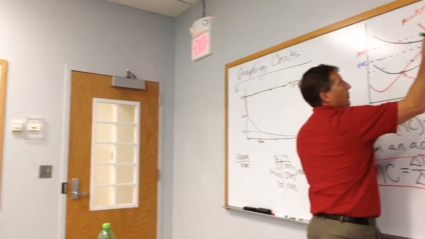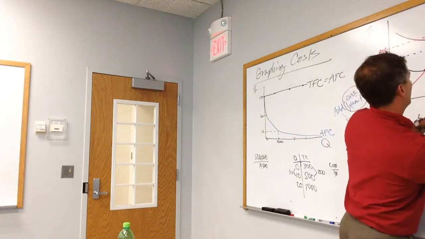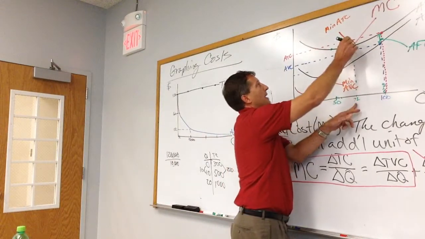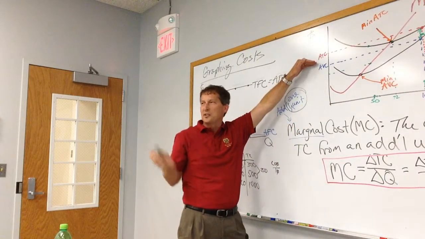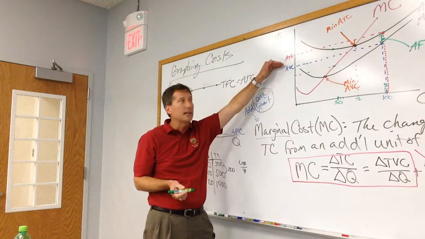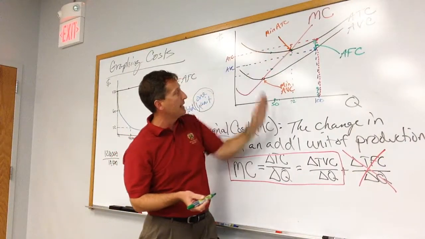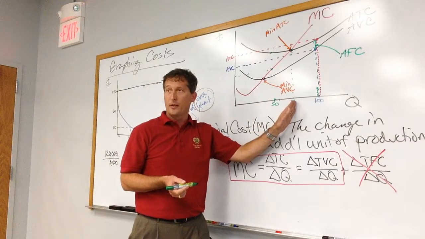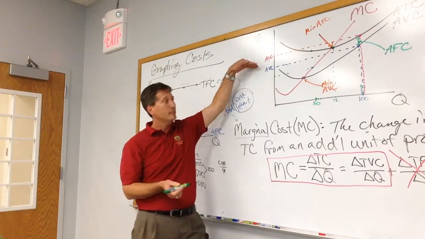Until we get to this point where the cost of the 72nd hamburger is equal to my average total cost, $4.90. I'm just making up some numbers here, right? So my average cost fell from $5 to $4.90 as I increased from 50 to 72. But now the 72nd hamburger cost me $4.90.